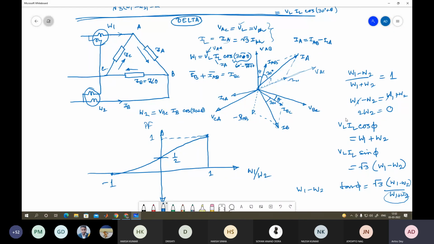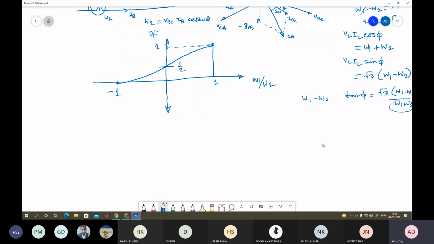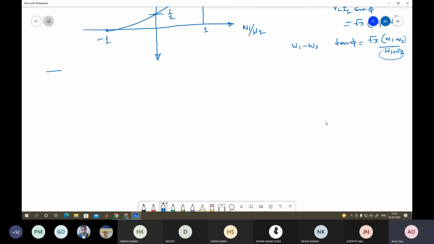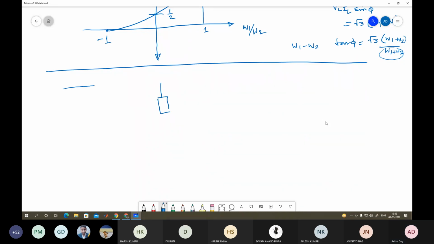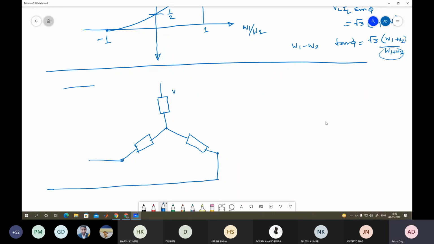Okay, so now let us gradually move to the one wattmeter method, which is used to find out the reactive power for any balanced three-phase load. So let us again draw the star connected load. Same thing you can do for the delta connected load. This is VA, VB, VC.